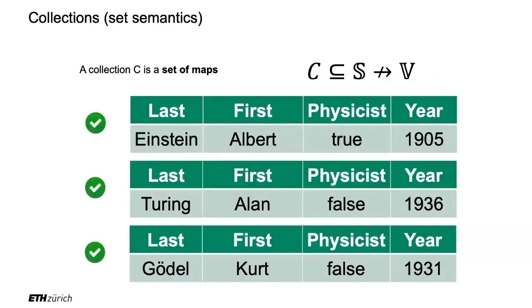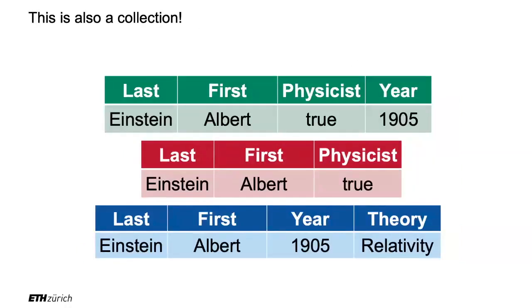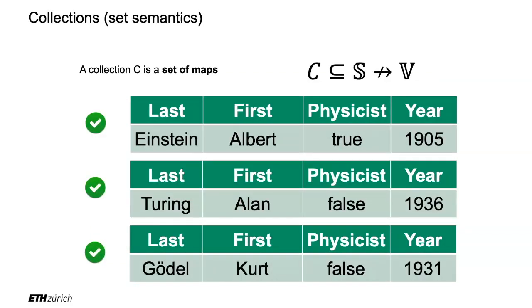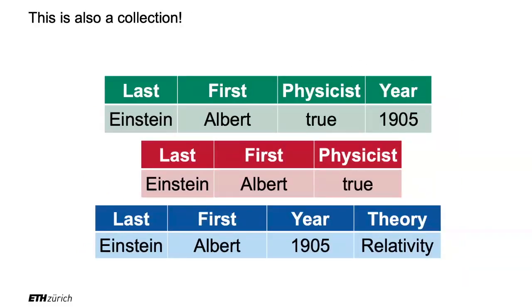Now, the problem is that if all you say is a record is a map and a table is a collection of records, you also accept that this is a set of maps. Who agrees this is a set of maps? That's 3 maps, right? But what's the problem here? They don't have the same support. The support of the first one is last, first, physicist here. The support of the second one is last, first, physicist. The support of the last one is last, first, year, theory. They don't have the same support. So generally, we call it a collection if we don't care whether they have the same support or not. This is a collection.